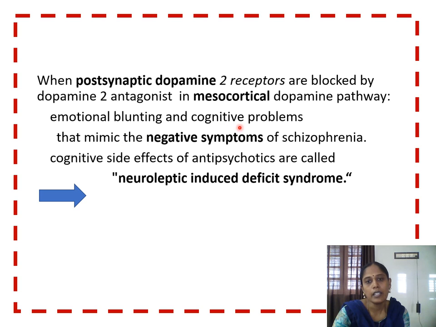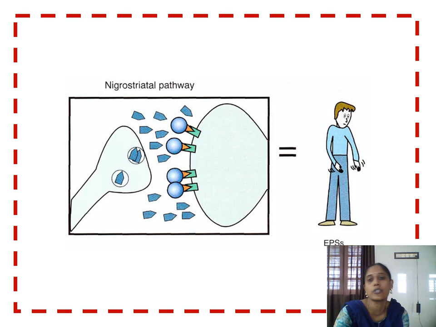This is the thing I have written in words: when postsynaptic dopamine receptors are blocked by D2 blockers in the mesocortical pathway, we'll have emotional blunting and cognitive problems. So, this mimics the negative symptoms of schizophrenia. It is also referred to as neuroleptic induced deficit syndrome. This side effect of antipsychotics is called neuroleptic induced deficit syndrome.